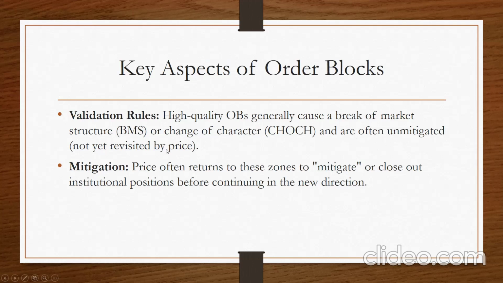By that, we don't mean that when the market has visited an order block, it is invalid. The probability of it playing out has reduced, but it is still valid. You understand that? Okay, so mitigation. Price often returns to these zones to mitigate it or close out institutional position before continuing in the new direction. Let me break it down.